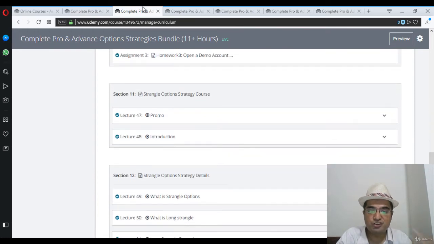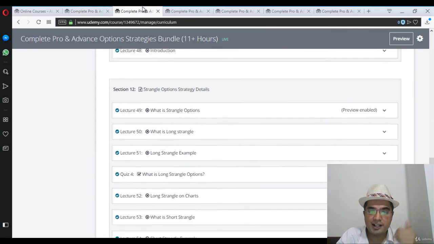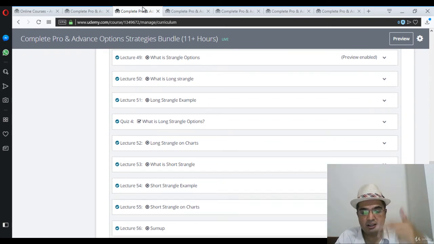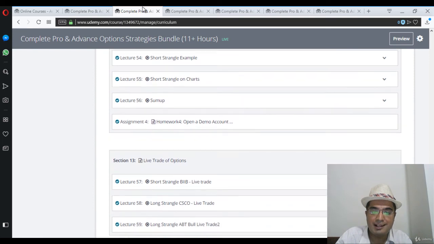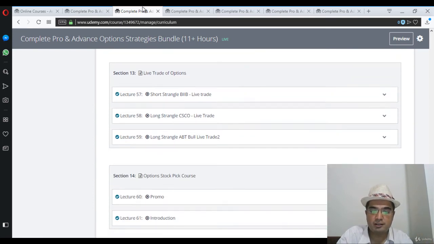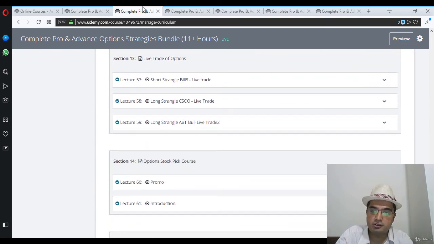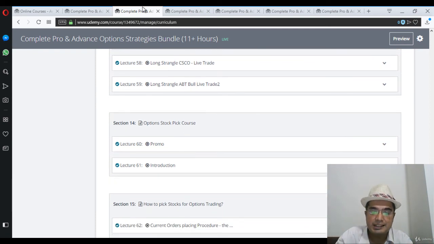And then we will move to the strangle option strategy. I'll explain long strangle and short strangle, what they are with examples, and what the strike prices should be. I'll be explaining them again on charts. And then we will move to live trades for short strangle and long strangle, and then the options stock pick course, how to pick options. So I'll be helping you learn each and every step.